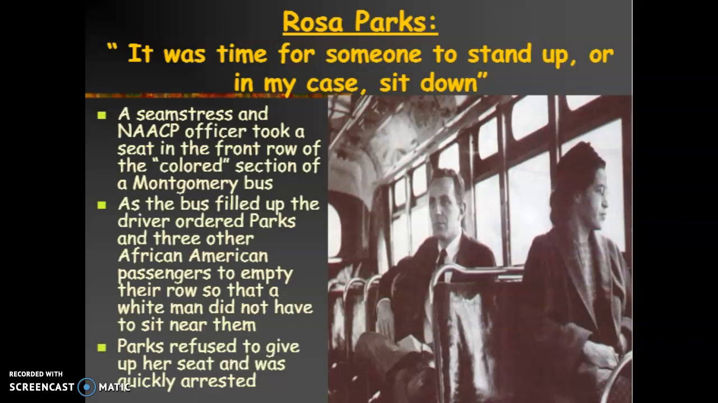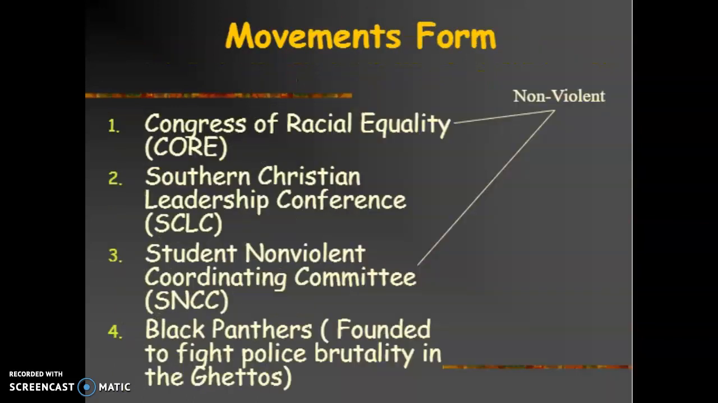Parks refused to give up her seat. The bus driver stopped the bus, pulled it over, waved down a cop, and had her arrested. Rosa Parks' quote says, "It was time for someone to stand up, or in my case, sit down." So she made a stand, and she was arrested for it. This is one of those things called nonviolent protest. All right, and we're going to talk about some of those here in just a second.